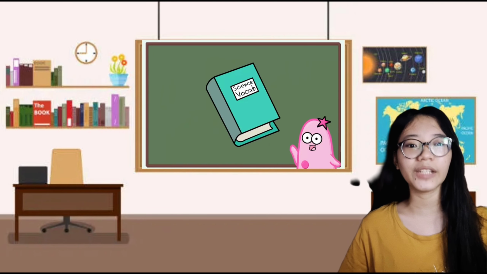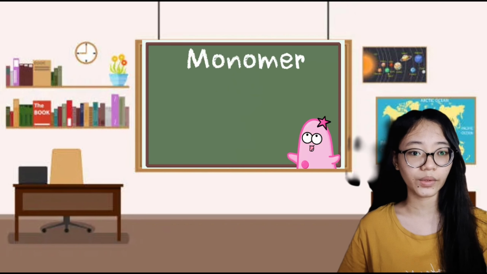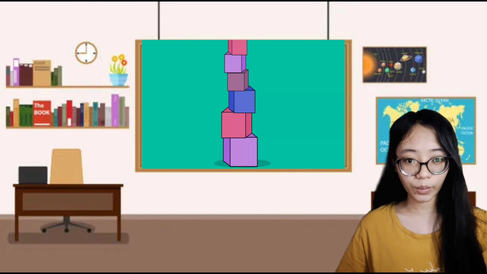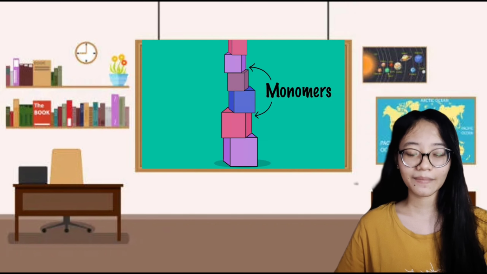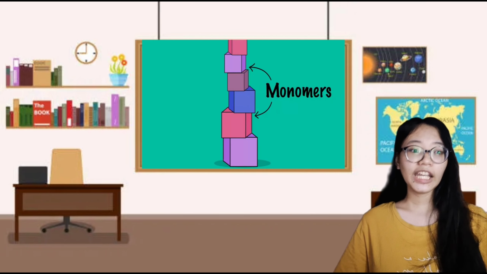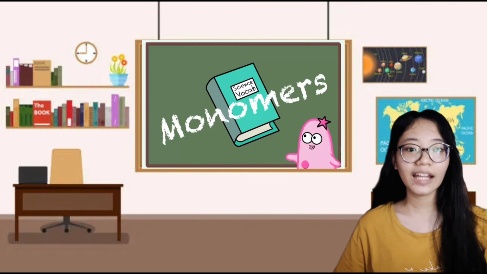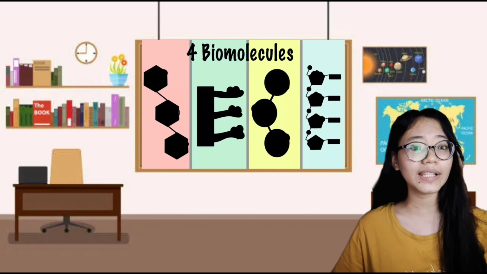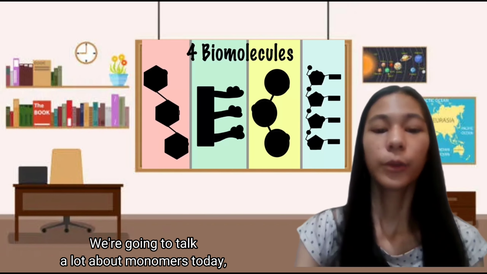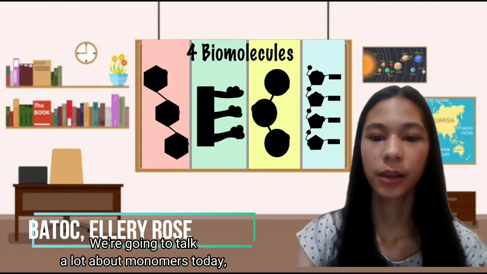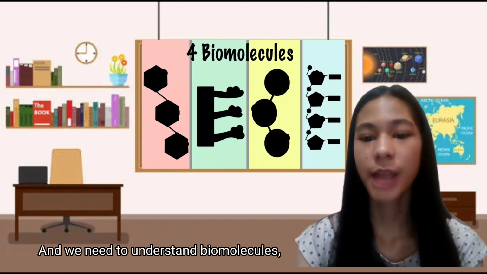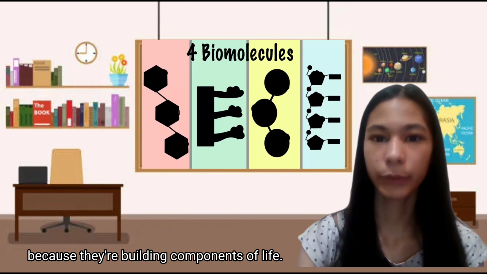But before we get into the details about the four biomolecules, we need to talk about one very important vocabulary word, the word monomer. A monomer is a building block. If I had some large substance, the parts that make up the substance are called monomers, just like building blocks. We're going to talk a lot about monomers today because we need to understand what the biomolecules are made of. And we need to understand biomolecules because they are building components of life.